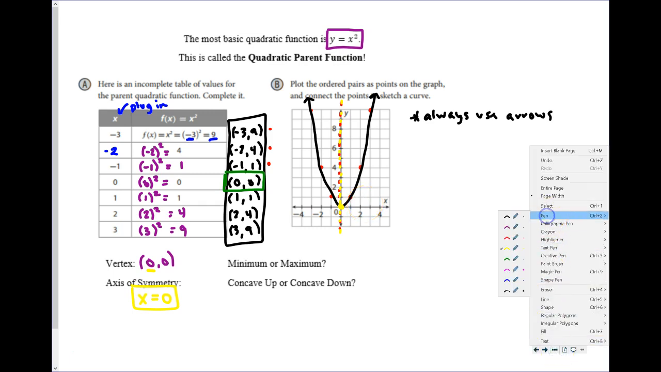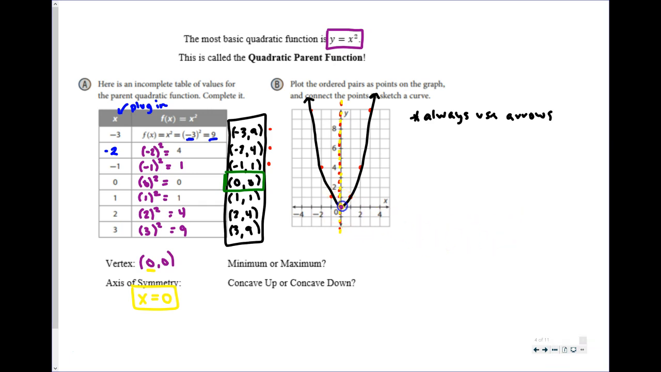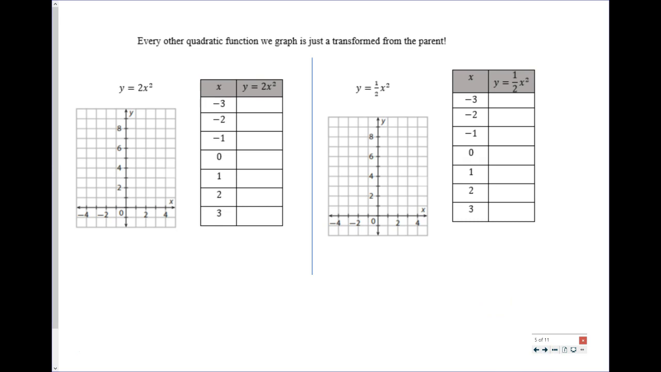And then maximum or minimum, I'm talking about the vertex as well. Is this vertex the lowest point on the graph or the highest point? In this case, it's absolutely the lowest point, so it's a minimum. And this graph is concave up because it's pointing up. Okay, so this is the way I want us to describe quadratics. So let's take a look at some other ways that we transform from the parent.